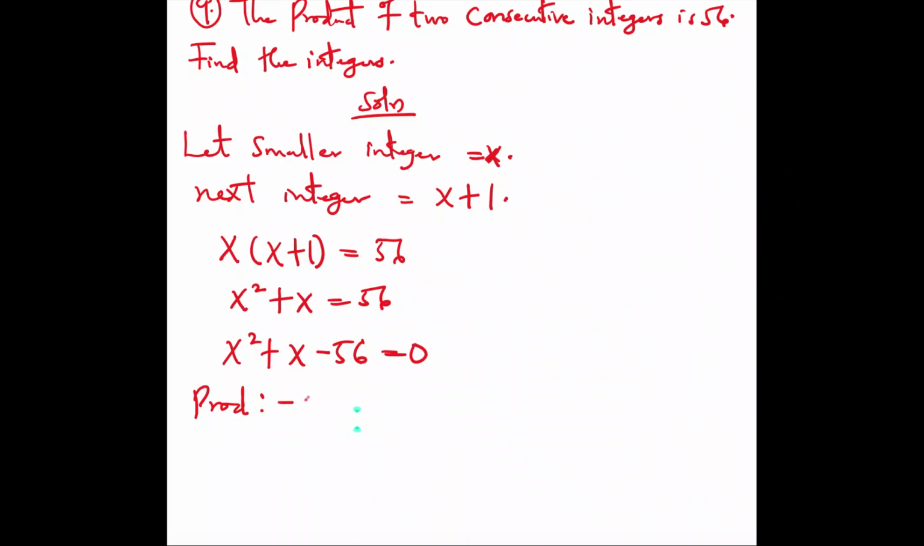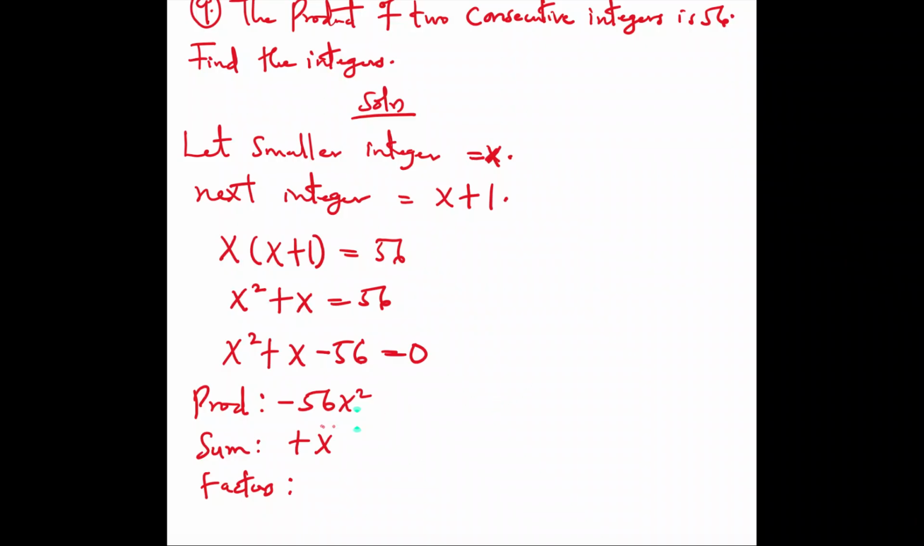So now the product is a times c, which is x squared times minus 56, so that will be minus 56x squared. Then the sum is the one in the middle, which is plus x. So now we have to look for two numbers that if we multiply together give us minus 56x squared, and if we add them up give us plus x.